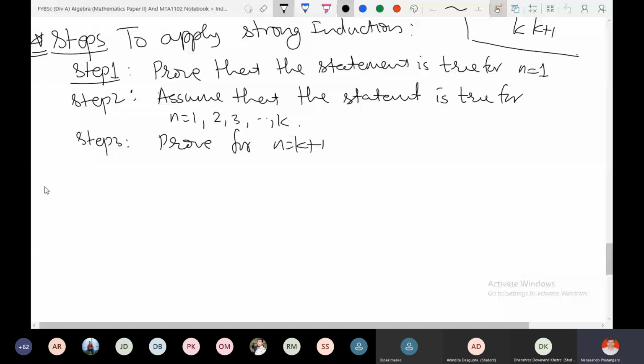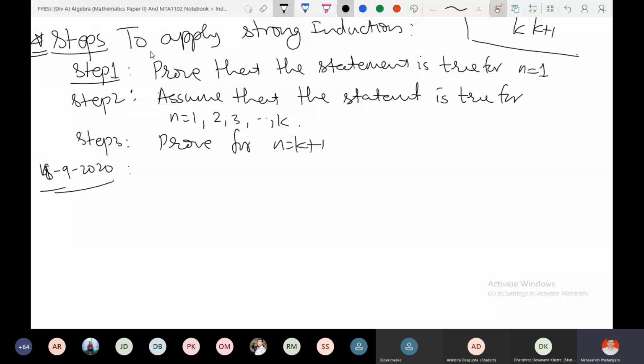These are the main steps. What is a strong form of induction? So try to prove statement for n is equal to 1. Then assume that statement is true for all the natural numbers from 1 to k. And then verify or prove for n is equal to k plus 1. Right. So these are the steps.